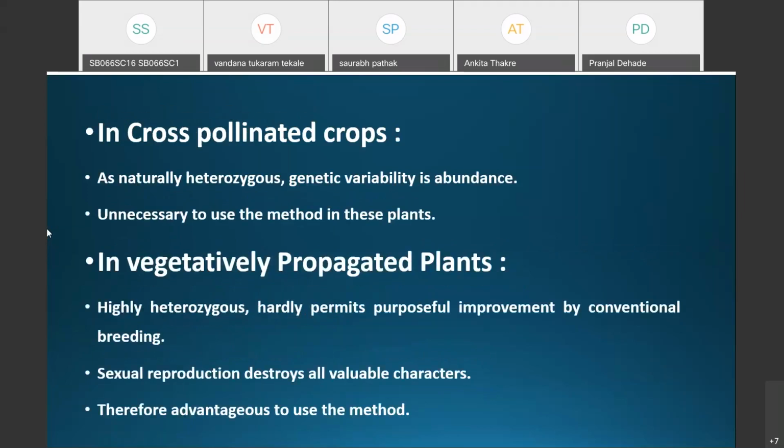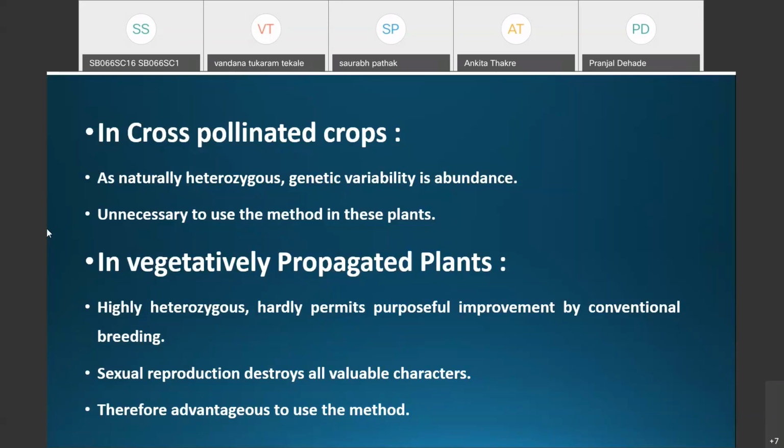Okay, but in the cross-pollinated crops, as you know, these are heterozygous. As these are naturally heterozygous, the genetic variability is in abundance naturally. These cross-pollinated crops are naturally genetically variable, and that's why they give different types of progeny, and that will hamper the detection of the different types of mutants in the cross-pollinated crops.